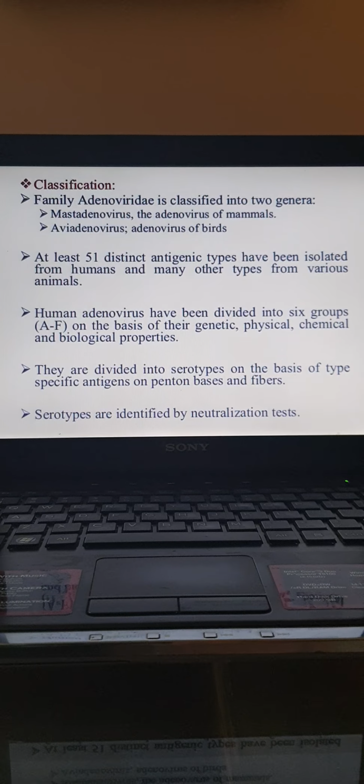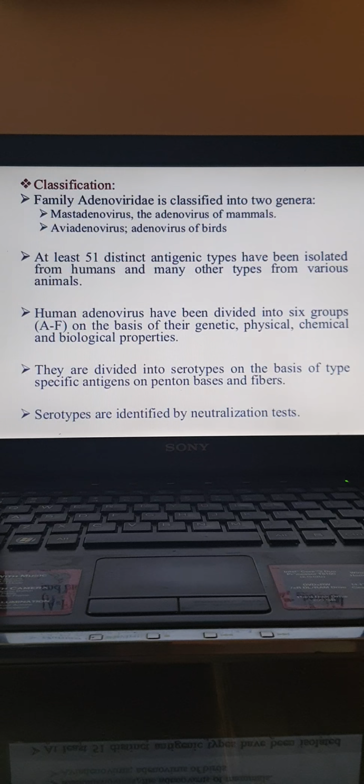Then is classification. Adenoviridae is the family to which adenovirus belongs, and the Adenoviridae family is classified into two genera: Mastadenovirus, which infects mammals, and Aviadenovirus, which infects birds. There are around 52 distinct antigenic types which have been isolated from humans and also from various animals.